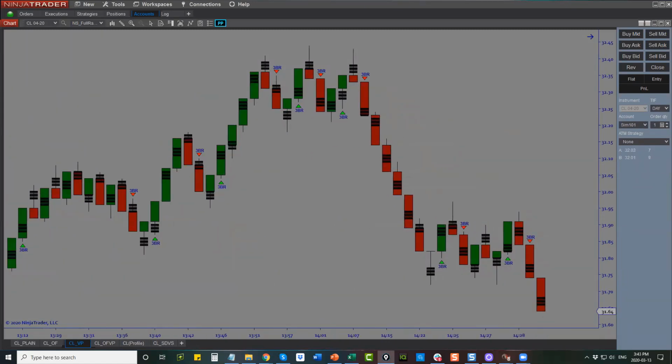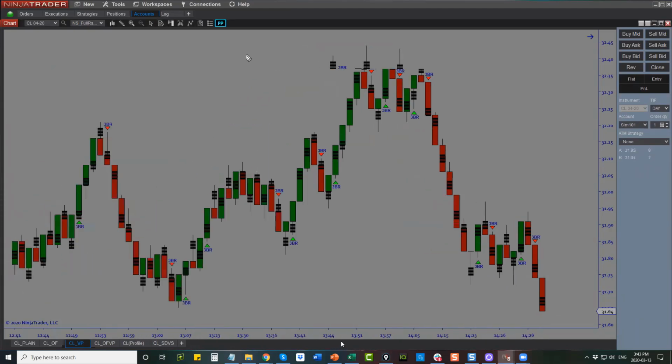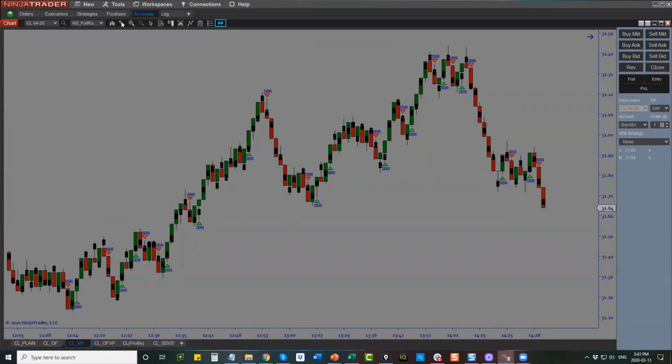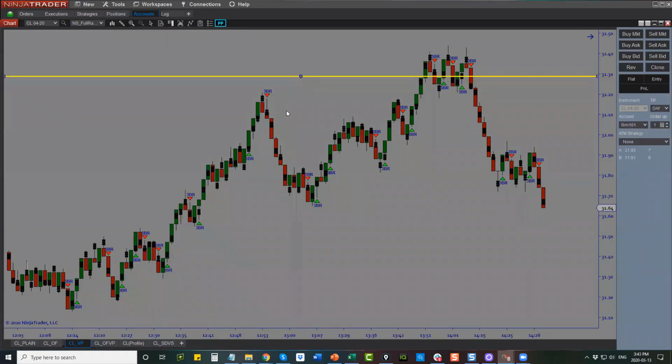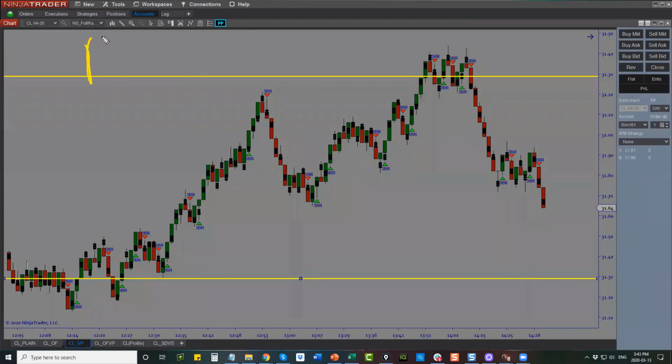You can see we've got volume shifts on both sides. Which one do you think is more important? Well, if we're at a level of resistance, and this is support, when we're at resistance, we would be paying attention to the shorts. When we're at support, we'd be paying attention to the longs.